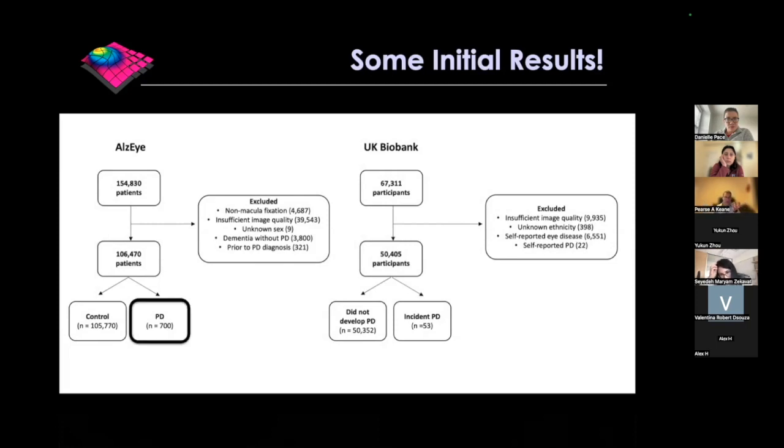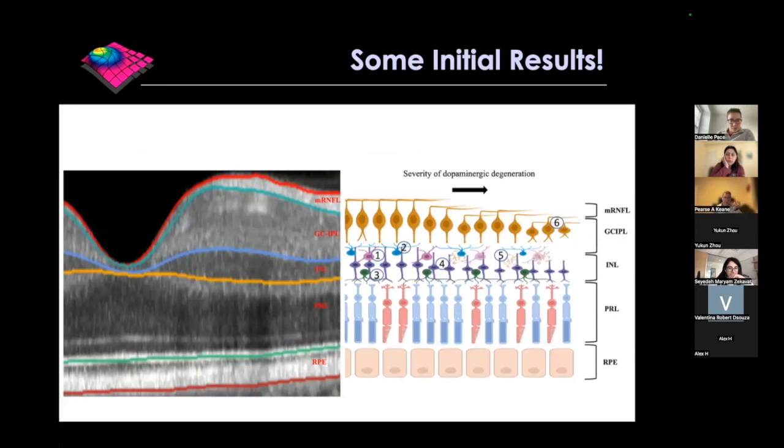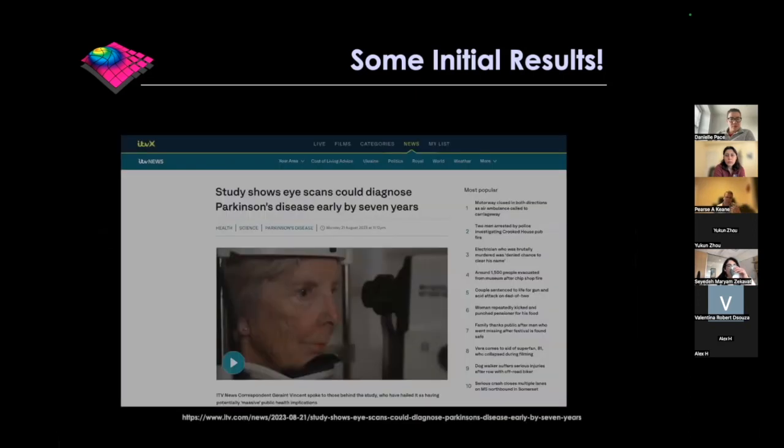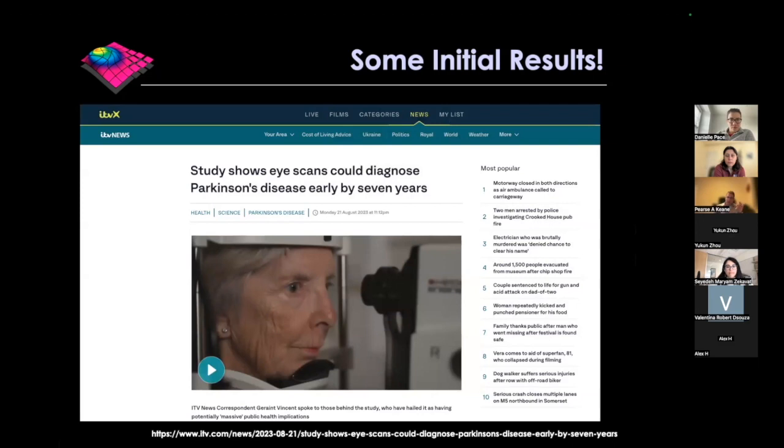And so we were able to get about 700 patients in the ALTSI study who had Parkinson's disease, who also had retinal scans done. And we were then able to look at 53 incident cases of Parkinson's disease in UK Biobank that had retinal imaging done. And we were able to show subtle changes in the inner retinal layers, the dopaminergic layers, the inner nuclear layer in these patients. And this got a lot of attention because we saw some of these changes on average 7 years before the patients were diagnosed with Parkinson's disease.